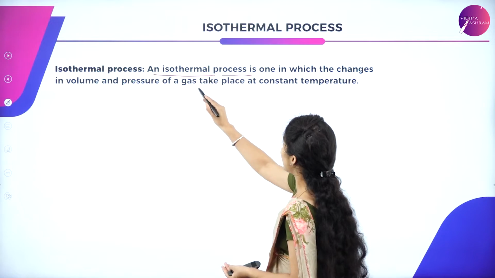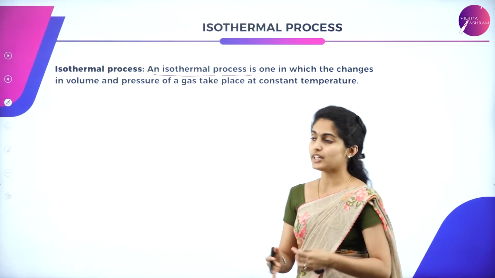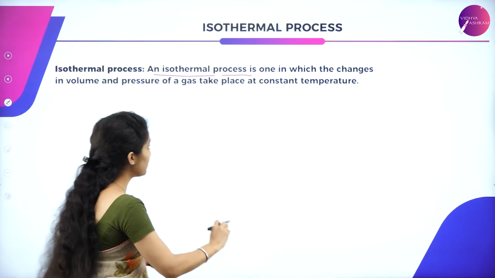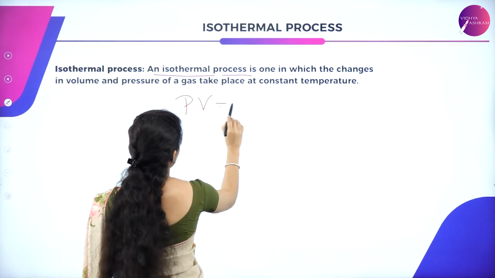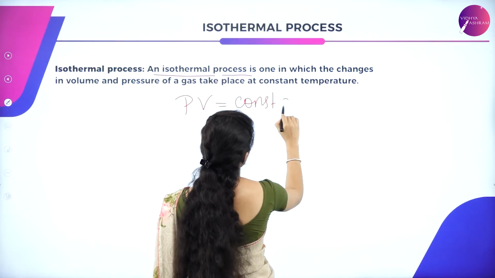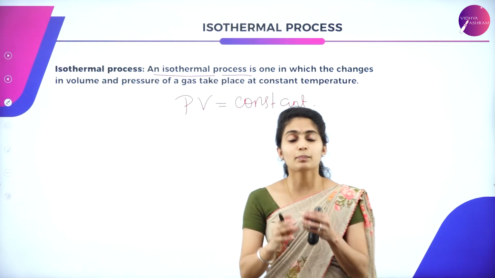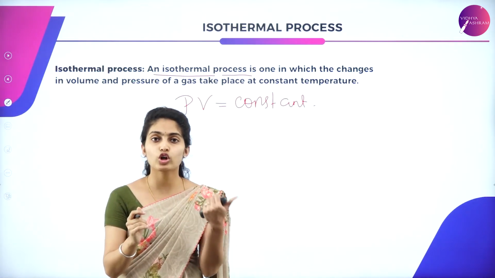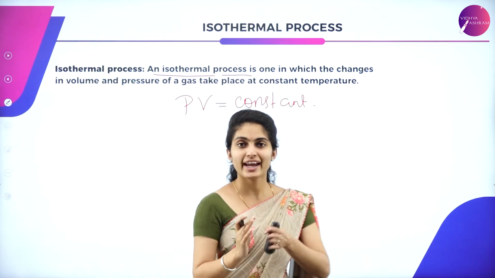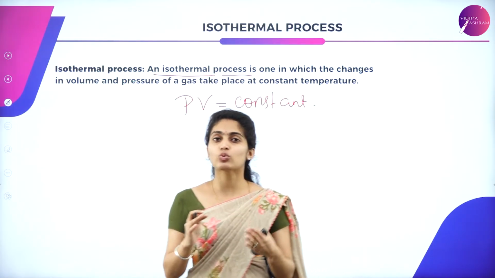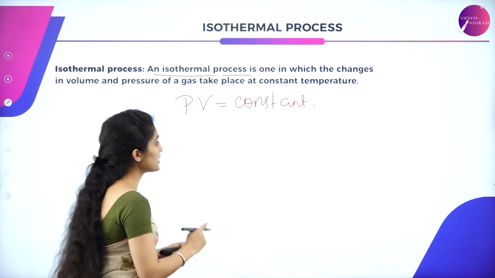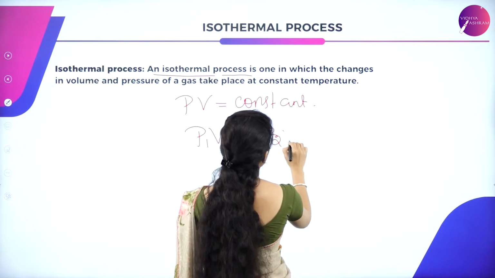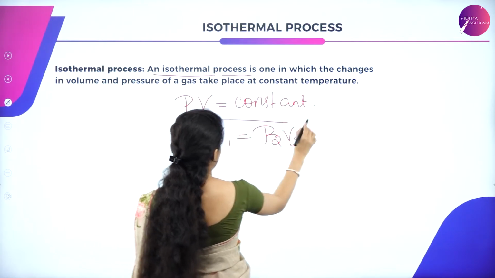So here an isothermal process is one in which the temperature is kept constant and there is a change in pressure and volume, which can be given as PV is equal to constant. Suppose you consider a liquid which is having pressure P1 at volume V1 and pressure P2 at volume V2. What will be the equation which is given for this isothermal process? It will be P1 V1 is equal to P2 V2 respectively.